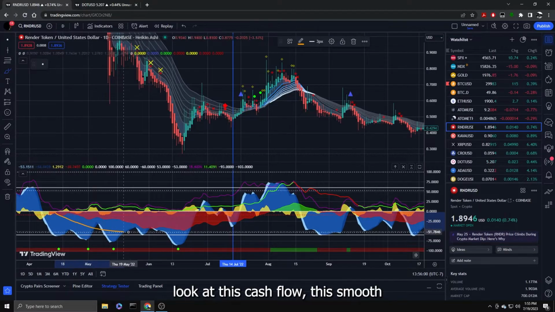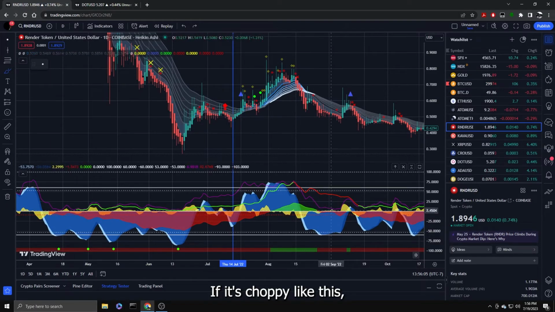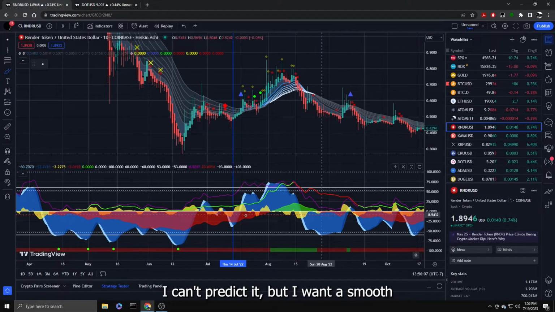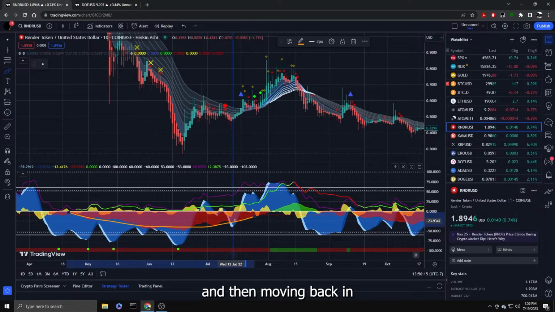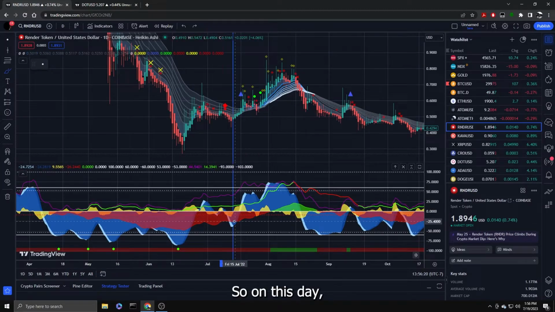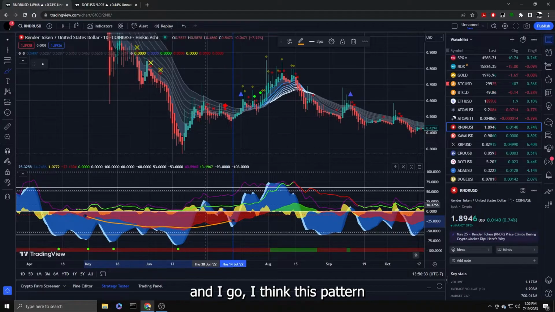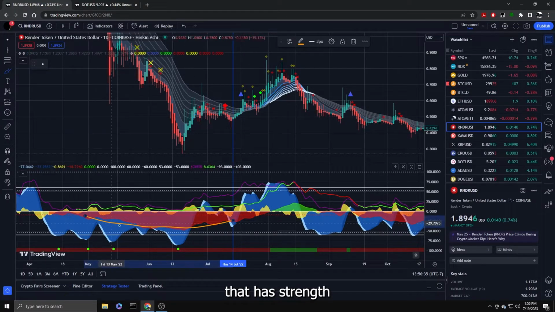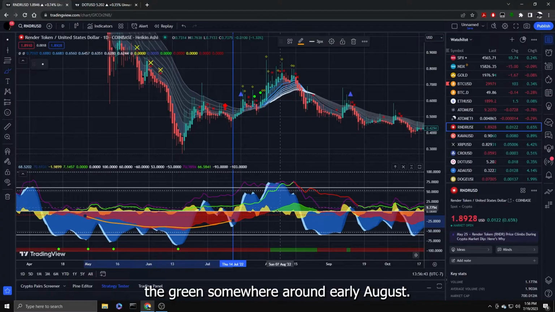But most importantly, look at this cash flow. This smooth, round shape to the cash flow. If it's choppy like this, I can't predict it. But I want a smooth transfer of money. Very nice. So it's moving out and then moving back in a steady, predictable manner. So on this day, I saw this curvature. And I go, I think this pattern that has strength and consistency to it already, if this continues, would likely enter the green somewhere around early August.